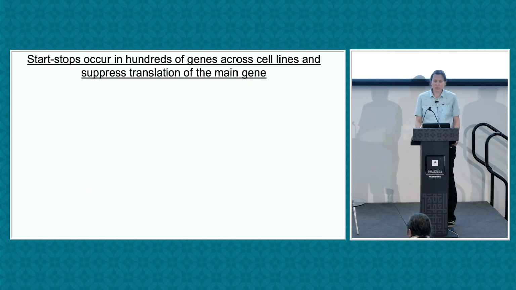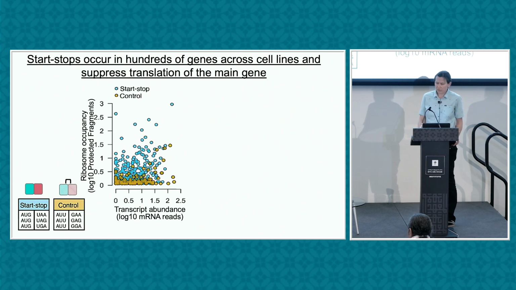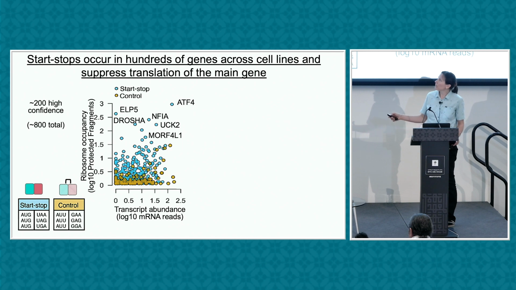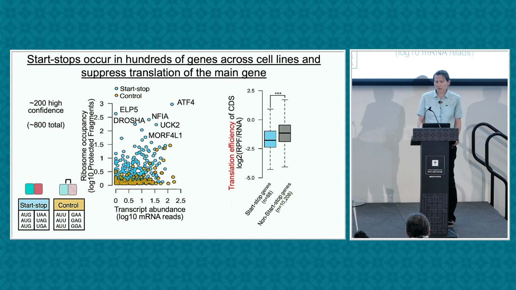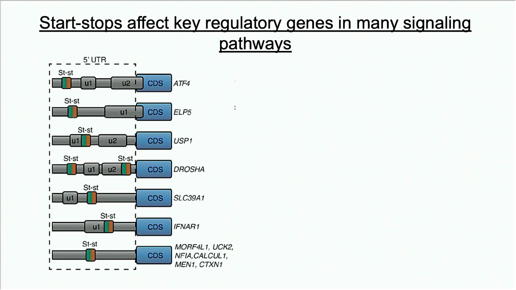And so what we then asked is, do we find more of these start-stop elements? We did that using a control where we looked for the sequences with the swapped nucleotide here. And indeed, we found a lot of genes, with ATF4 being the top one, that seem to have this element. In general, they seem to repress translation of genes, and they seem to occur in all sorts of different contexts. So at the top here, you see ATF4 with the two UORFs. At the bottom here, you see a number of genes where there's only a start-stop in the middle. And then you have all sorts of versions here.